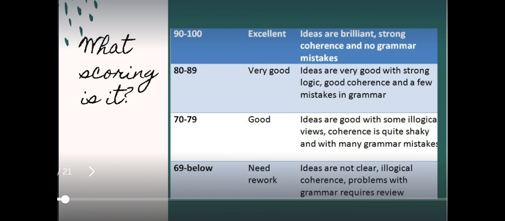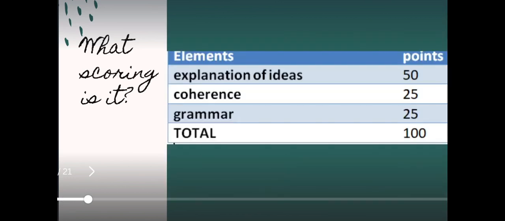If you were to analyze this, there are only three elements that you are trying to look for in the essay. These are the explanation of ideas, the coherence, and the use of grammar. But the scoring system is that you allocate certain points to determine whether the work is excellent, very good, good, or need rework, having all these elements in one area. Now, let's have an example.